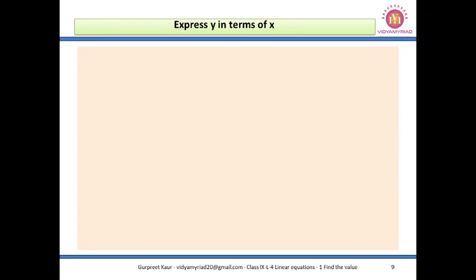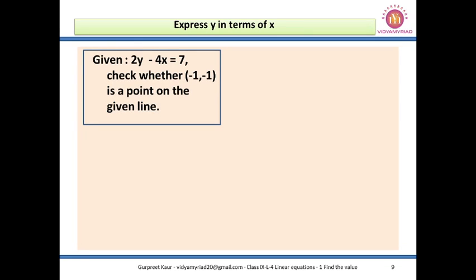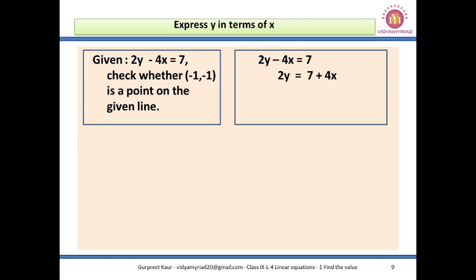Another type of question is express y in terms of x. Okay, now you have a question like this: given 2y minus 4x is equal to 7, check whether minus 1 comma minus 1 is a point on the given line or not. Now first of all, I will rewrite this equation with y in terms of x, which means I will write it as 2y is equal to 7 plus 4x, or y is equal to (7 plus 4x) upon 2.